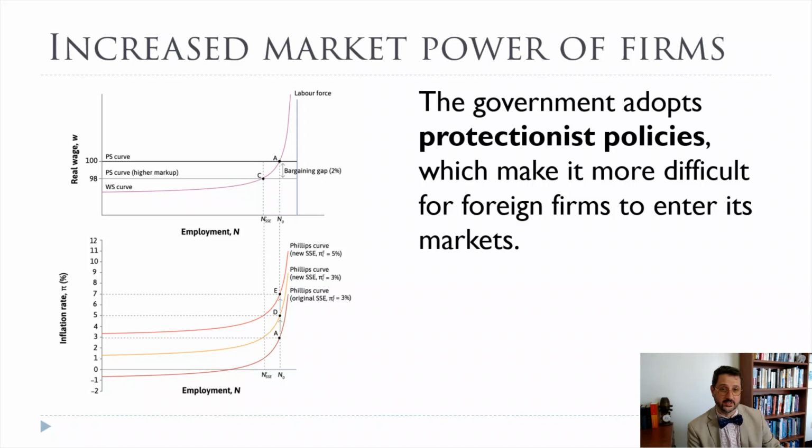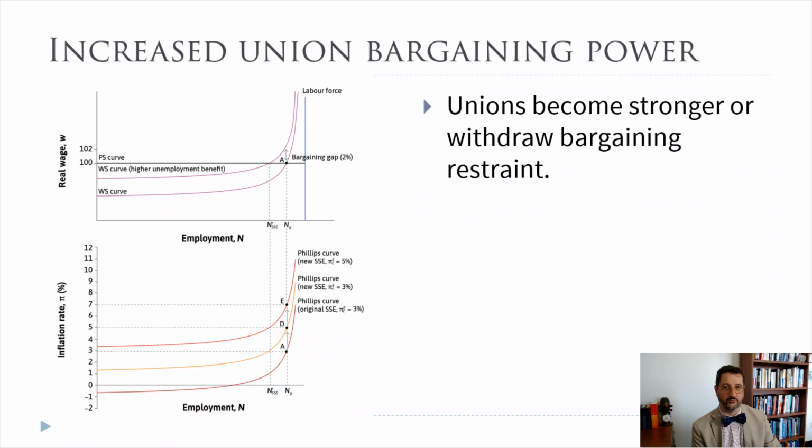And so it's one of the arguments against increased market power, whether that's from mergers and acquisitions or from protectionist policies that reduce competition with foreign firms. Similarly, right, we could have increased union bargaining power. And as we talked about in Chapter 2, one potential result of increased union bargaining power is a shift up in the wage setting curve.